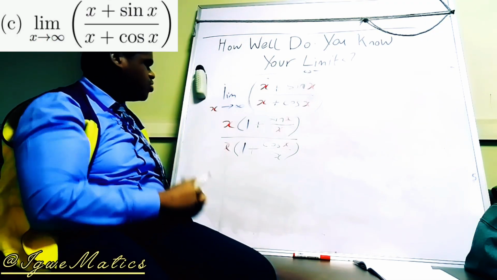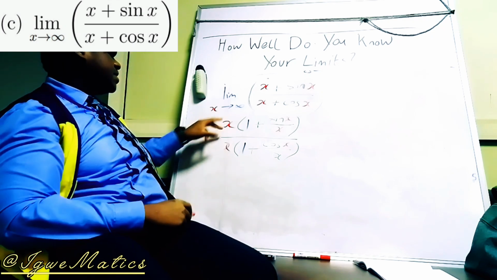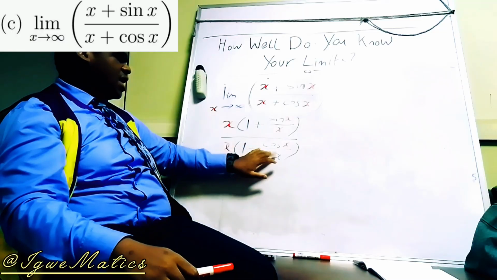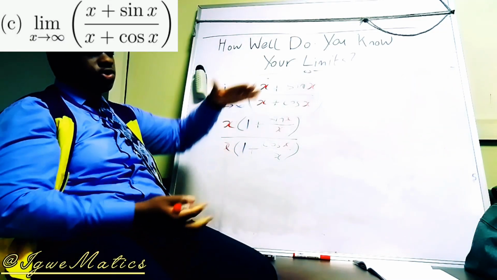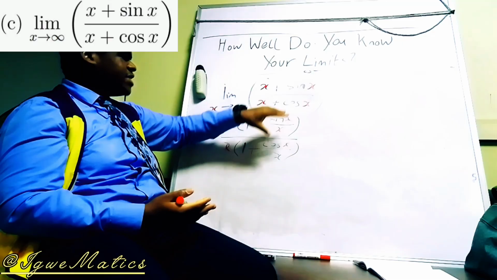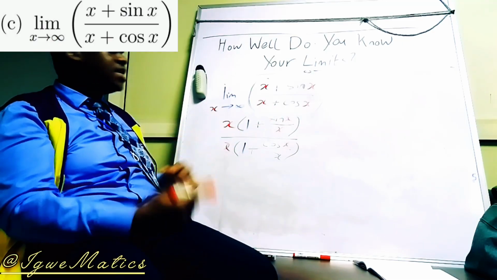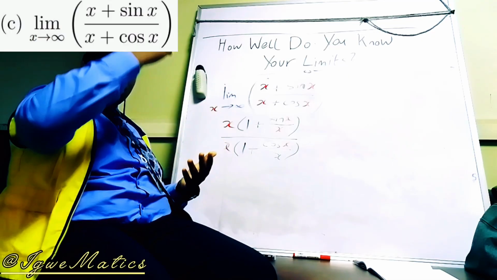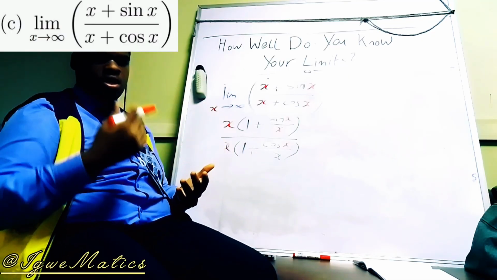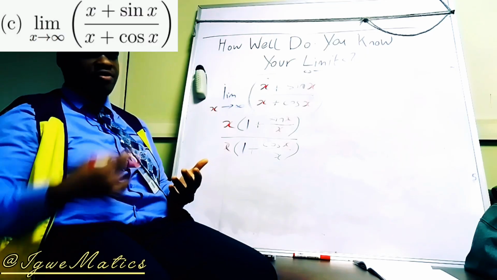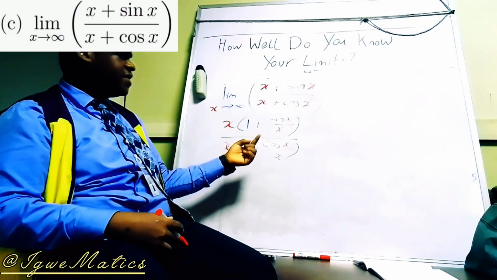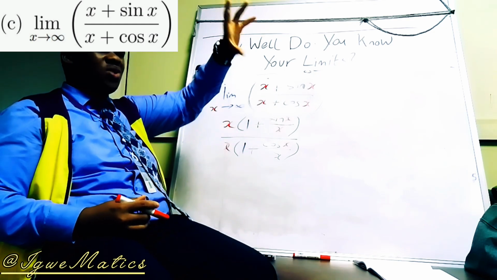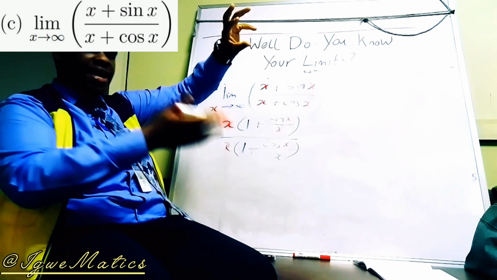So now, what do we do next? First of all, this x here can cancel out, but let's leave that for now. Let's look at this sin x here and this cos x here. Sin x oscillates between 1 and minus 1. So sin x over x, as x tends to infinity, sin x will still be oscillating between minus 1 and 1, even as x tends to infinity. It will never be less than minus 1 and never greater than 1. So as x tends to positive infinity, sin x over x tends to 0, because sin x will be so small, just between minus 1 and 1, compared to the infinity.